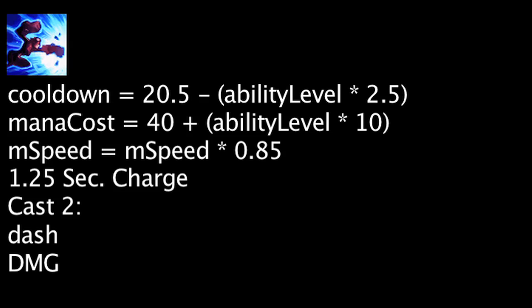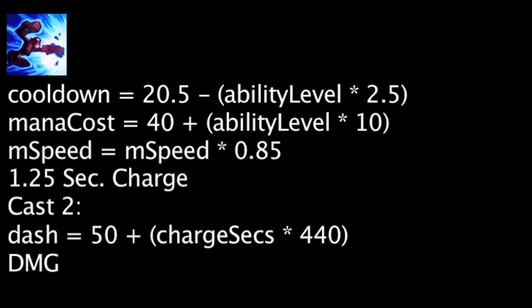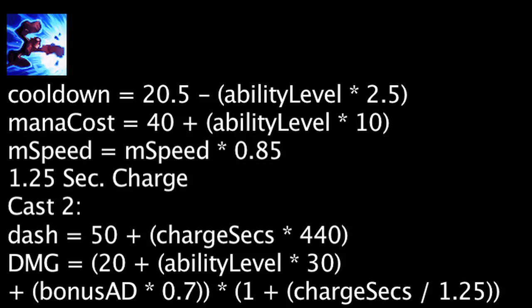The range of the dash will be equal to 50 plus the seconds spent charging times 440, up to a maximum of 600 range. The damage dealt will be equal to 20 plus the ability's current level times 30, plus Vi's bonus attack damage times 0.7, times 1 plus the amount of seconds spent charging divided by 1.25, up to a maximum of double damage. Damage dealt to minions and monsters will be multiplied by 0.75.